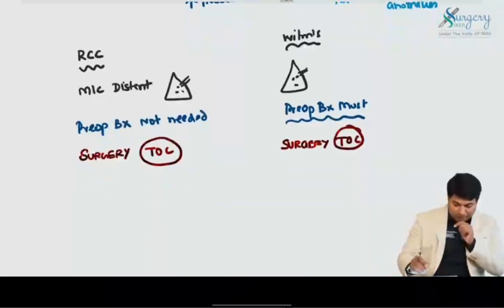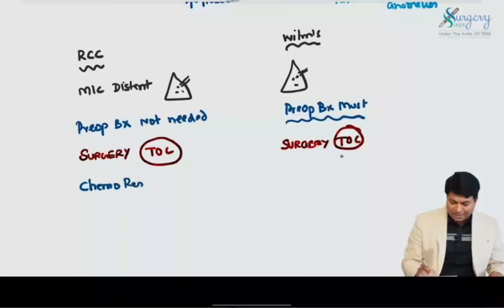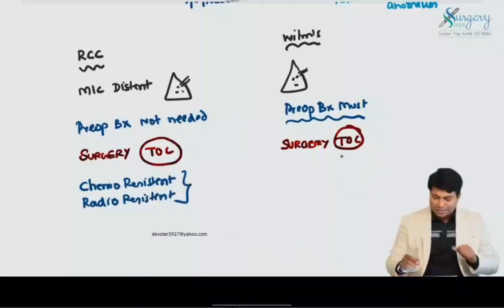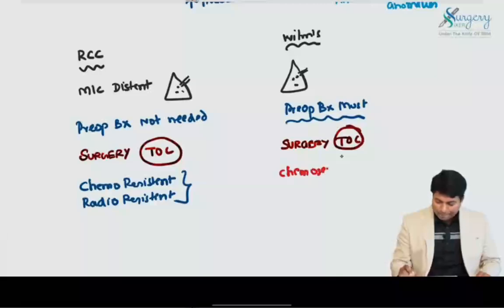But in RCC, chemotherapy and radiotherapy are less effective; RCC is chemo-resistant and radio-resistant. That is why I didn't discuss anything about chemotherapy or radiotherapy in RCC. But on the other hand, Wilms tumor is chemosensitive and radiosensitive.